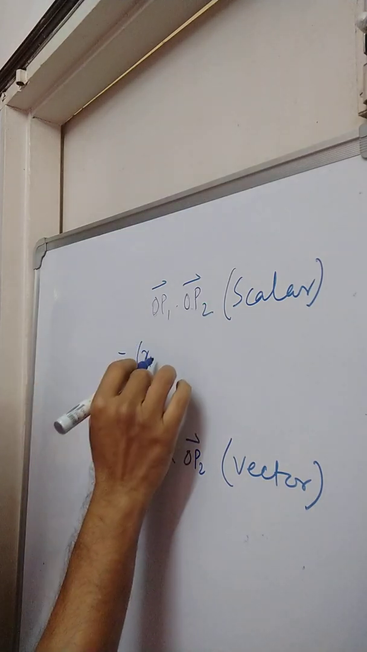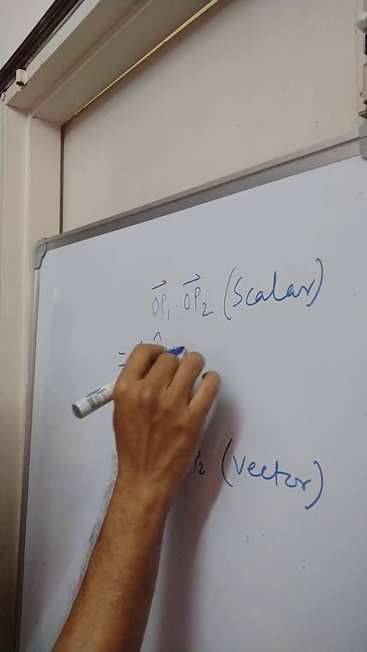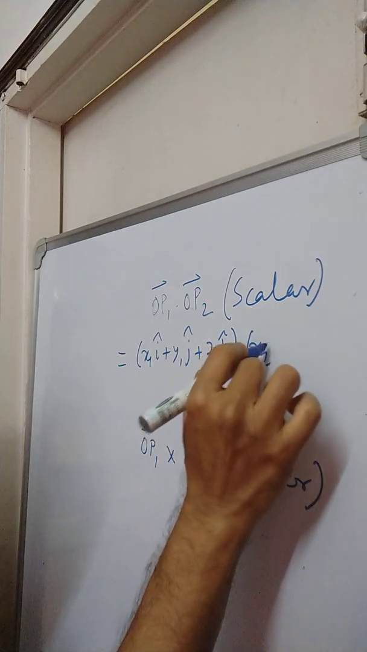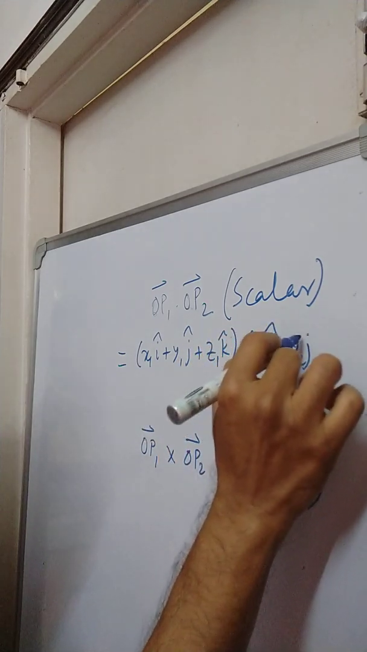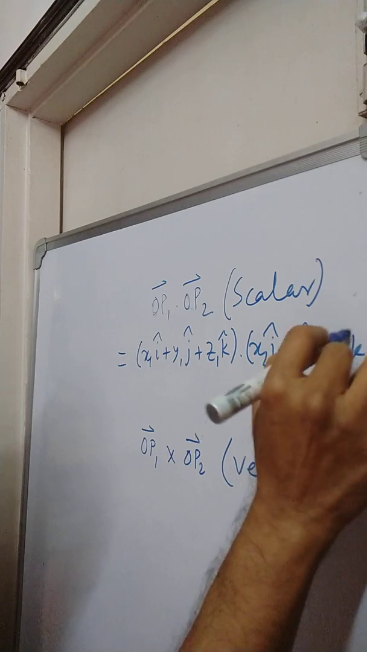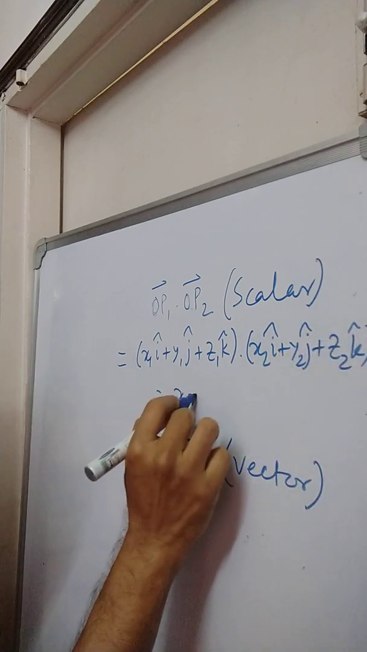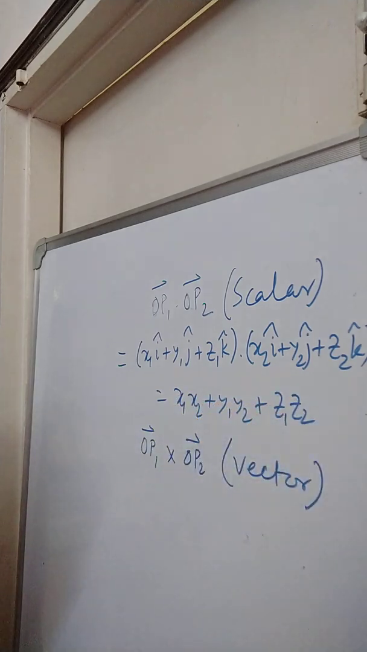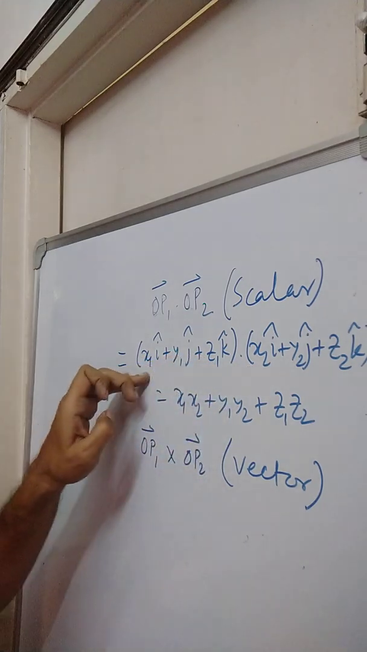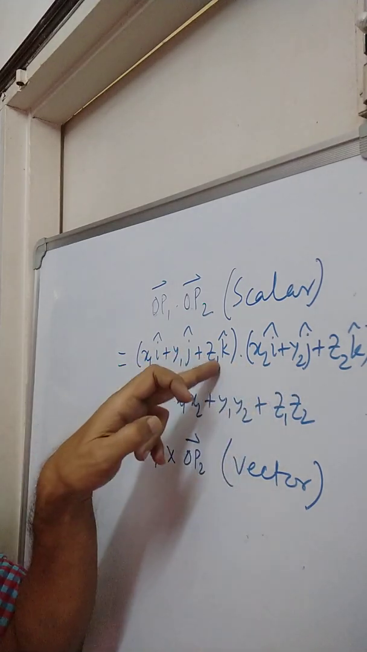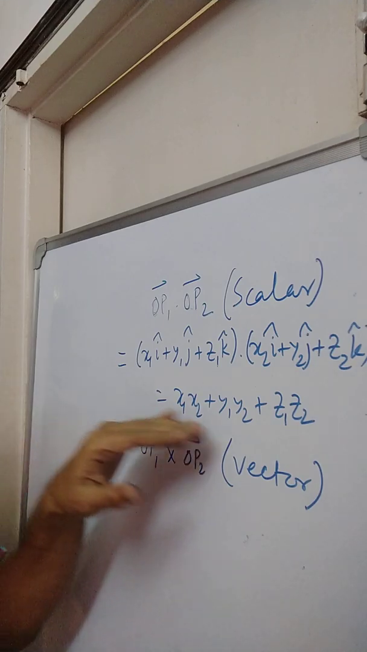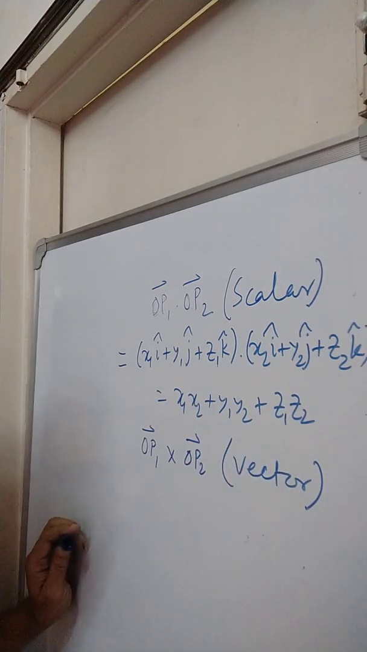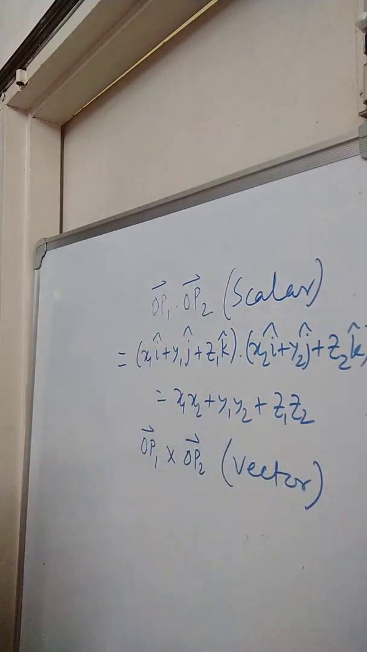OP1 we represented as x1 i cap, y1 j cap, z1 k cap, dot x2 i cap, y2 j cap and z2 k cap, and that comes out to be x1 x2, y1 y2 and z1 z2. You can easily follow. We just multiply component wise and we get the scalar quantity. Just see that this is a scalar quantity, no i cap, j cap and k cap involved, and we have OP1 dot OP2 is equal to this.